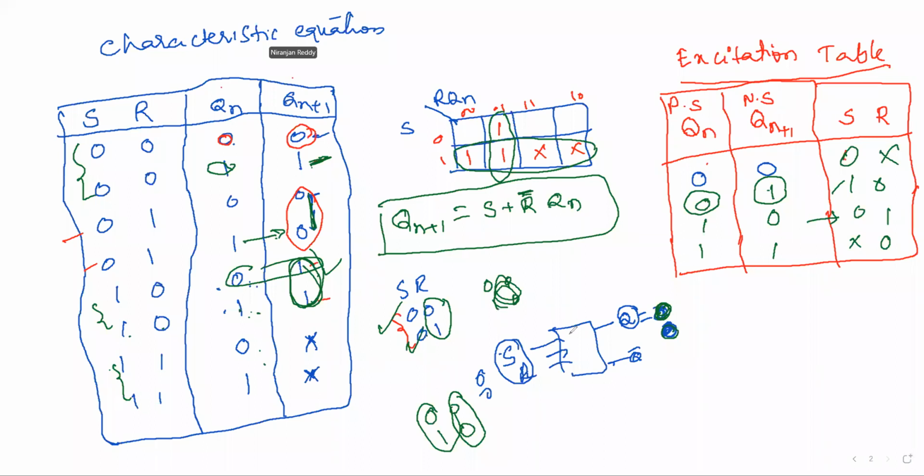Next 1 1, just now I explained. Okay, so this is the excitation table, and you have to remember 0x, 1 0, 0 1, x 0. You will have 4 tables for the 4 flip-flops. And if you want, you have to remember this only. T and D are very easy. You have to remember SR and JK. And most of the time they will ask you to design D and JK.